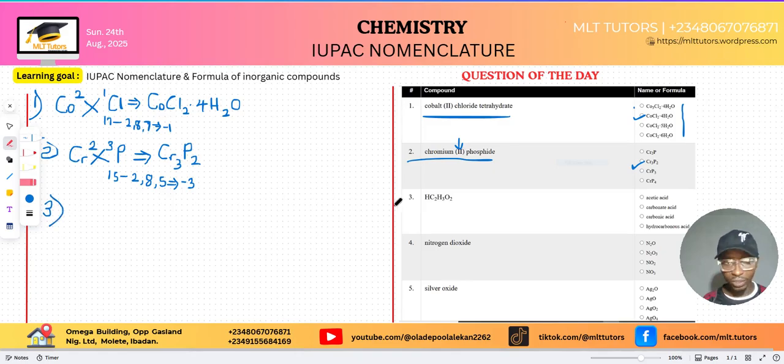Now to the next question, which is question 3. Here is question 3. We have HC2H3O2, and there are the options. We need to rewrite this. So in writing that, we have CH3COOH.